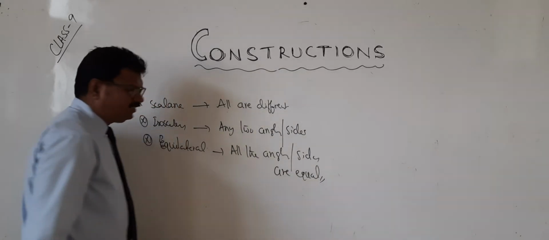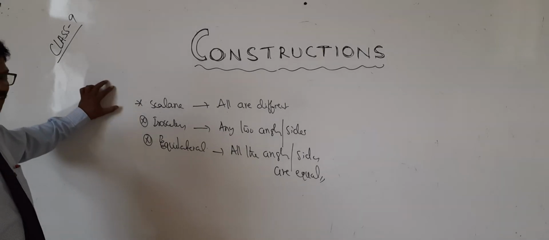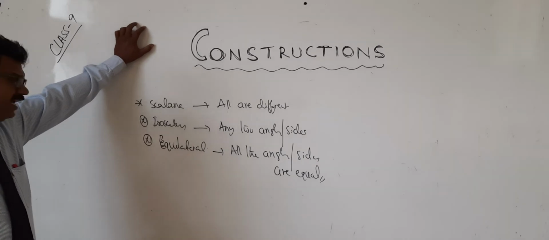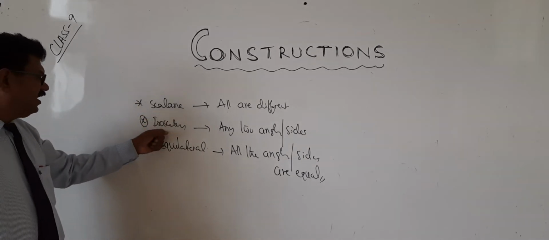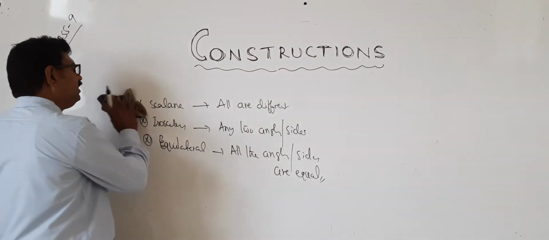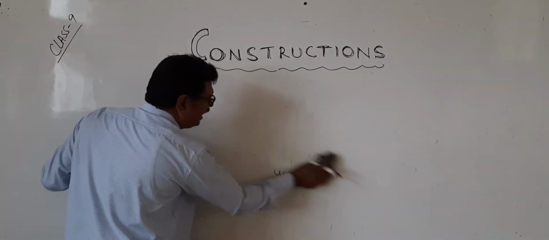Okay? So this we should know, because when you are drawing something, you should know the concepts of this. Then only you can draw like this. Scalene triangle, isosceles triangle, equilateral triangle. Understood? Okay. Now we will construct a triangle.